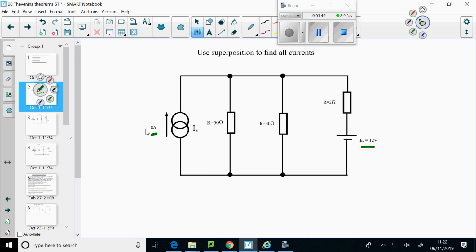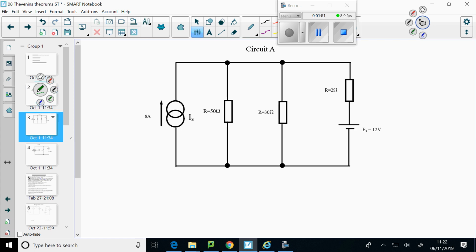Alright, so circuit A, what we want to be doing is just concentrating on the current source. So what do I do in terms of superposition of the source? Why is it short? So you get rid of it. Yeah, we take it out and we put in a short, but why is it a short circuit?